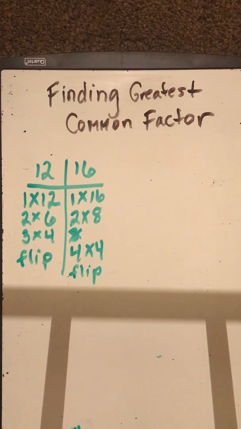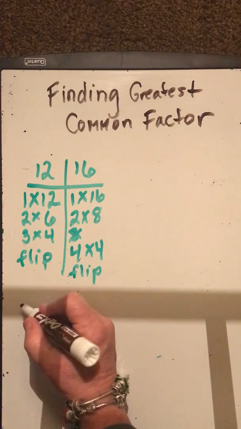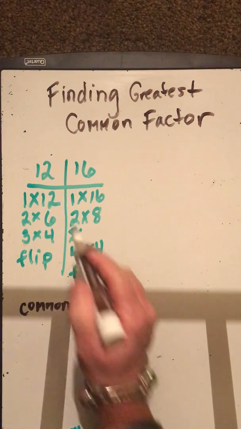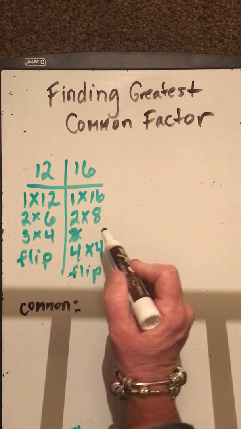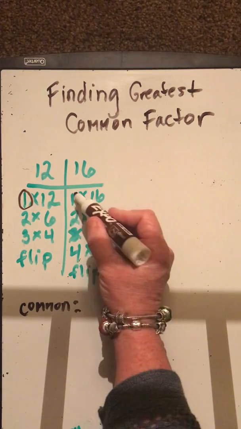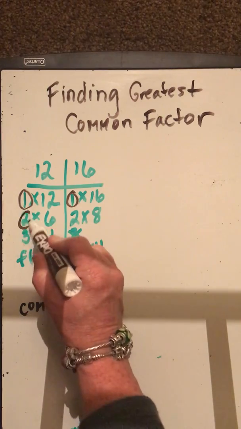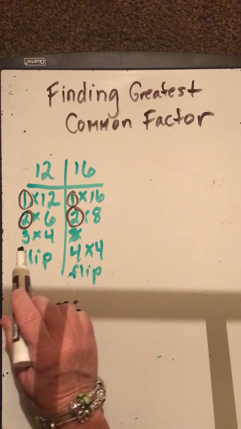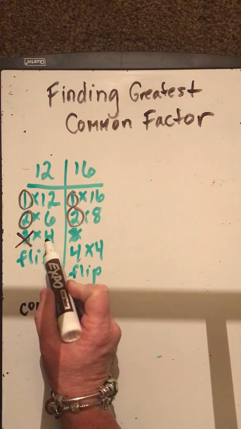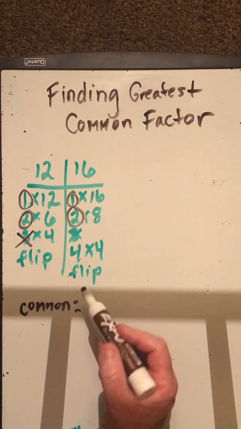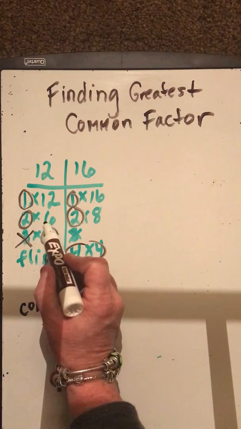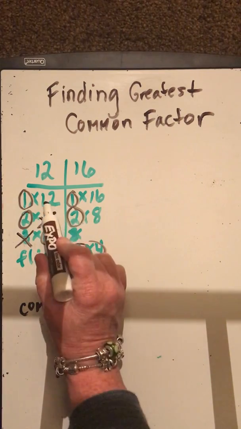So now we can find our common factors, and the common factors are the ones that are in both the 12 column and the 16 column. So we've got 1 is in both. We've got 2 that's in both. Let's see, is 3 in both? Nope, so I'm going to cross that out. Is 4 in both? I always go like this so that we're going in order. So is 4 in both? Yep, it's right there. Is 6 in both? No. Is 12 in both? No.